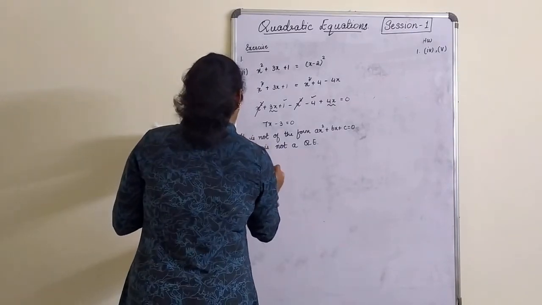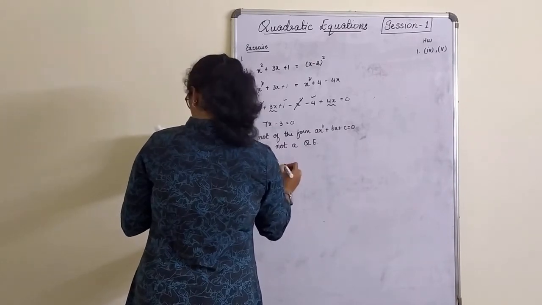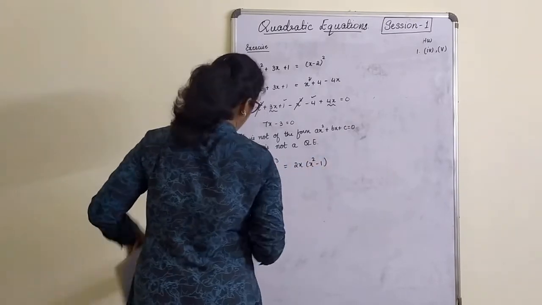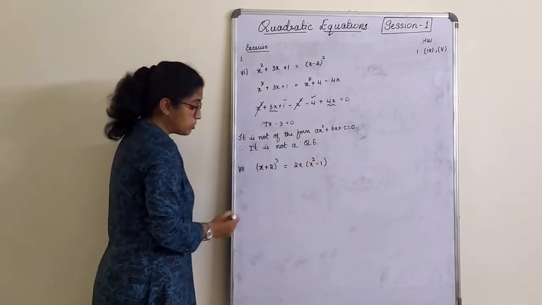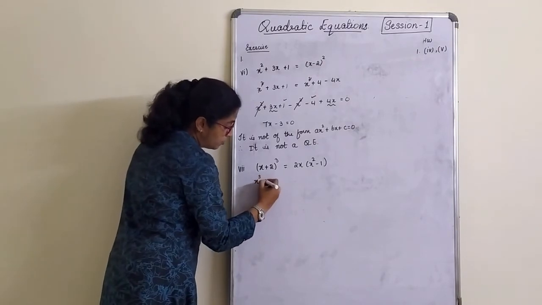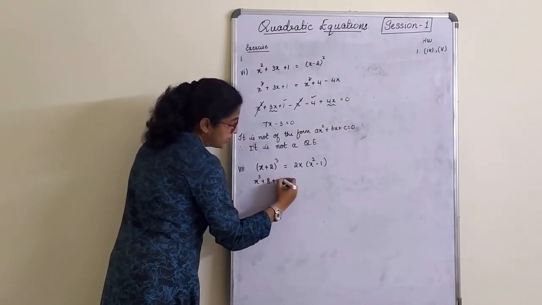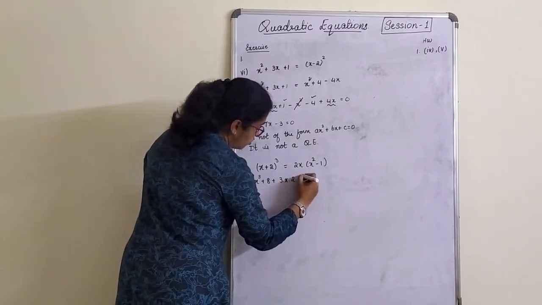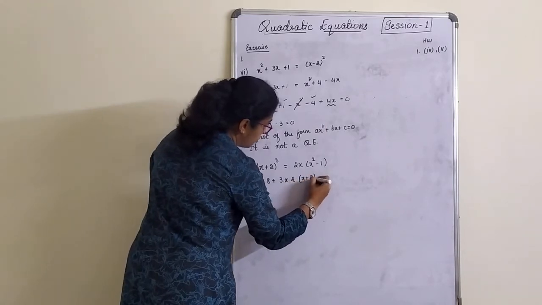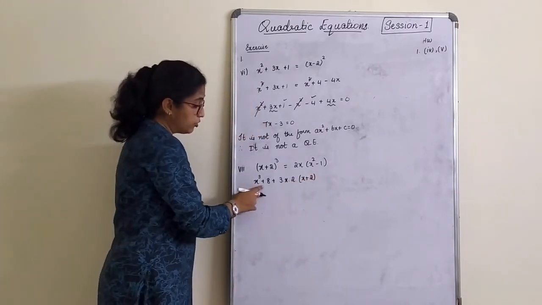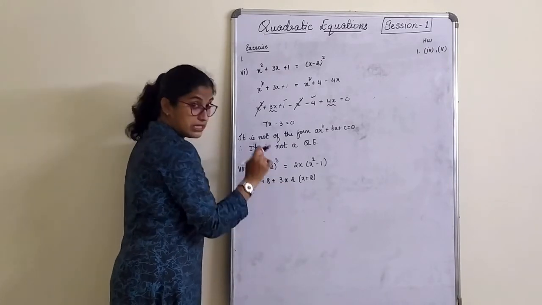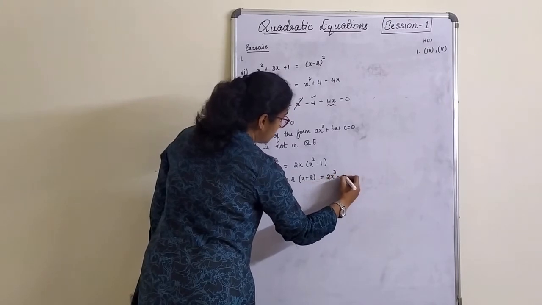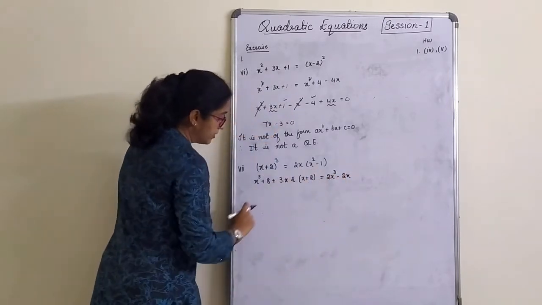x plus 2 whole cube is equal to 2x of x square minus 1. Let me simplify this. It is a plus b whole cube, which is a cube plus b cube plus 3ab, 3 into x into 2 of a plus b. Do you remember this formula? a plus b whole cube, a cube plus b cube plus 3ab into a plus b is equal to 2x cube minus 2x. I multiplied with this.